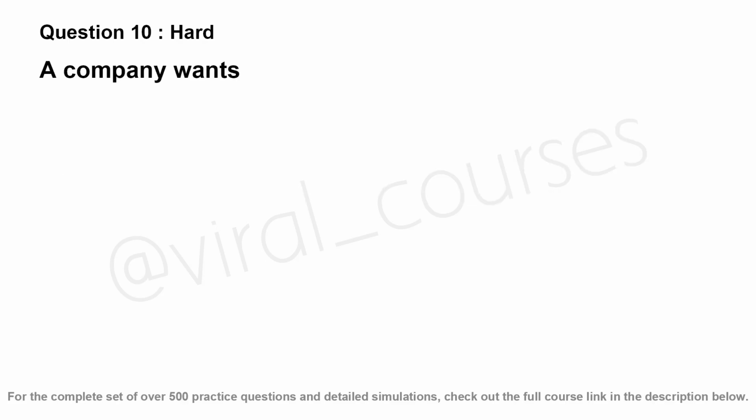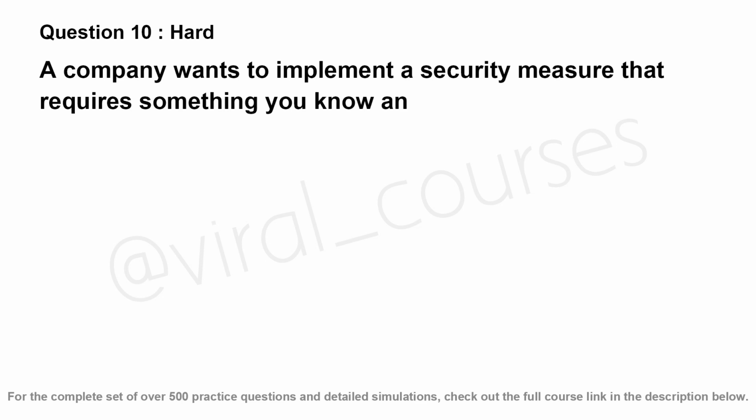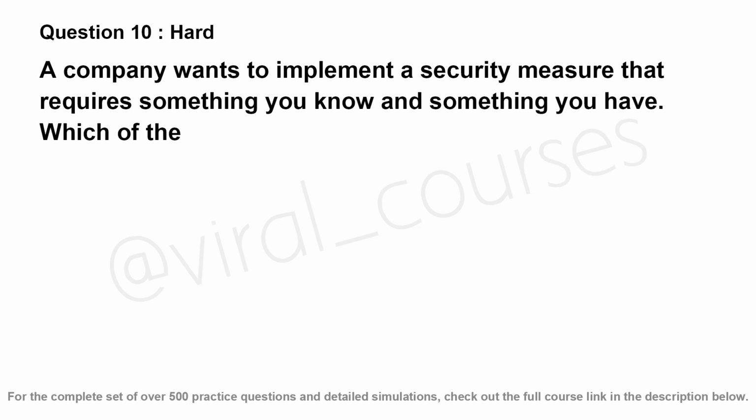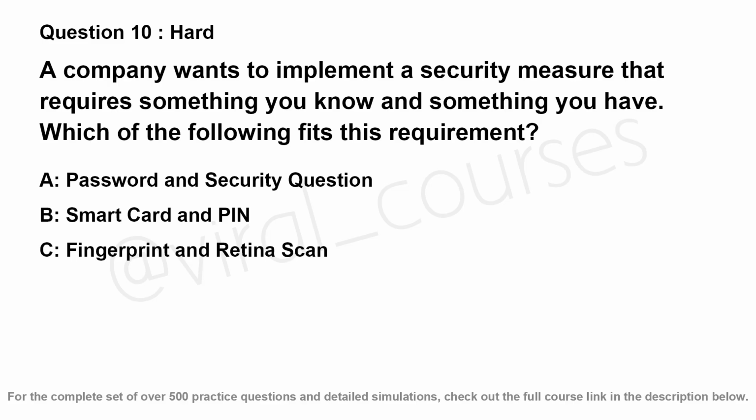A company wants to implement a security measure that requires something you know and something you have. Which of the following fits this requirement? Option A, password and security question. Option B, smart card and PIN. Option C, fingerprint and retina scan. Option D, username and password.